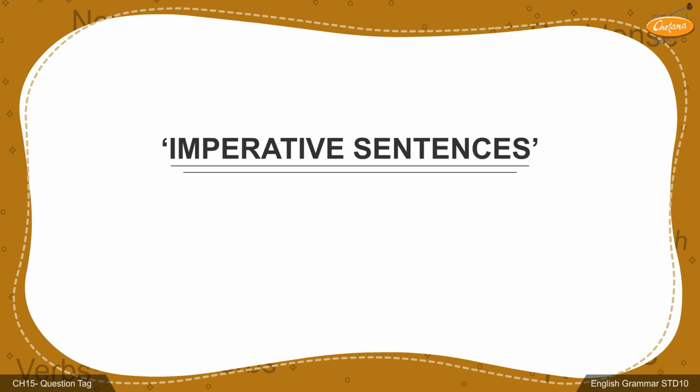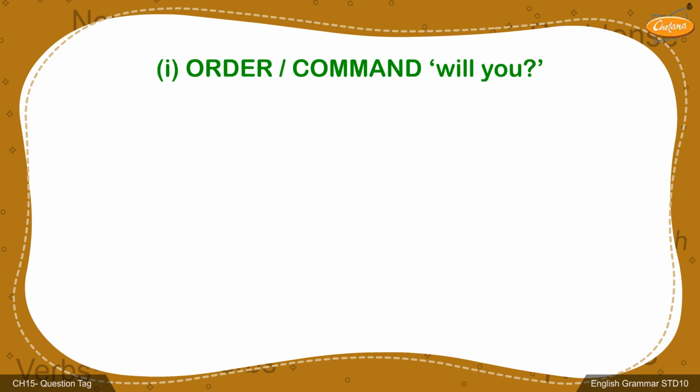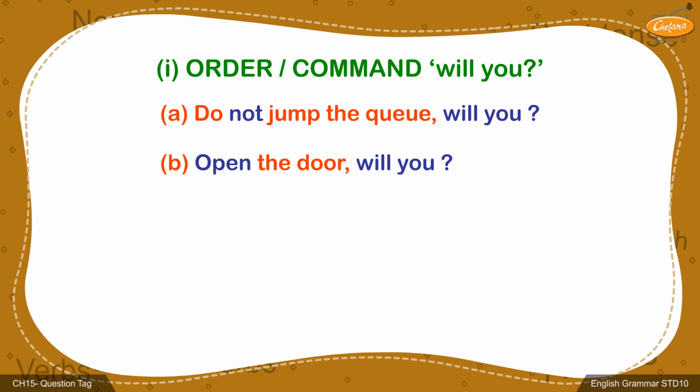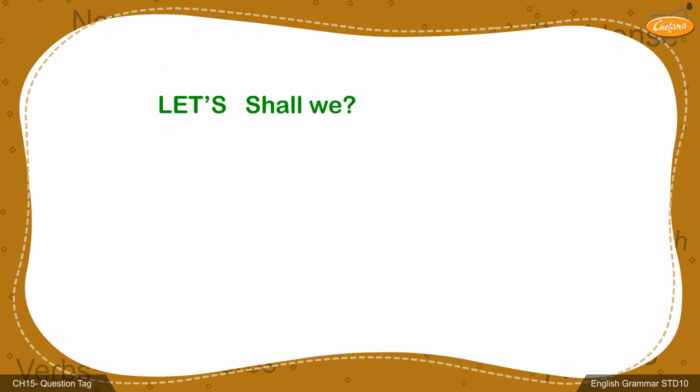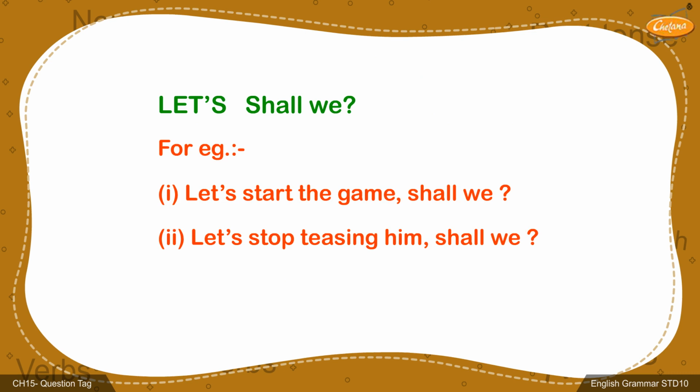In the last part of this topic, we will be dealing with the question tags for imperative sentences. We know imperative sentences denote order, command, or request. In case of an order or command, the question tag is will you? Remember that this tag must be added irrespective of a positive or negative sentence. In case of a request, the tag added is won't you? Students, however, if the sentence begins with the word let's, the tag added is shall we?